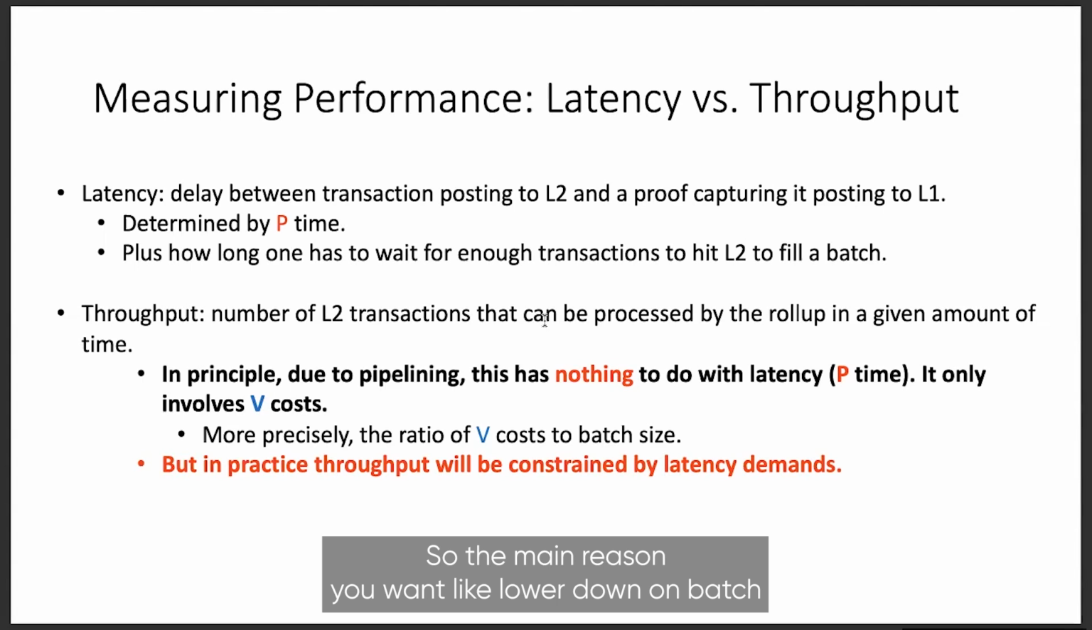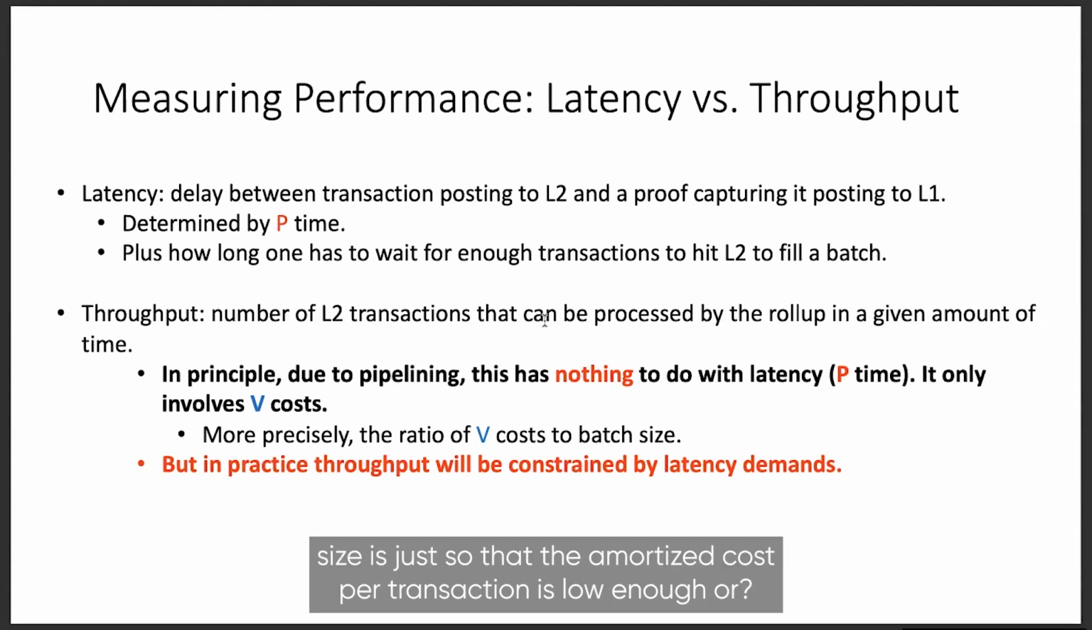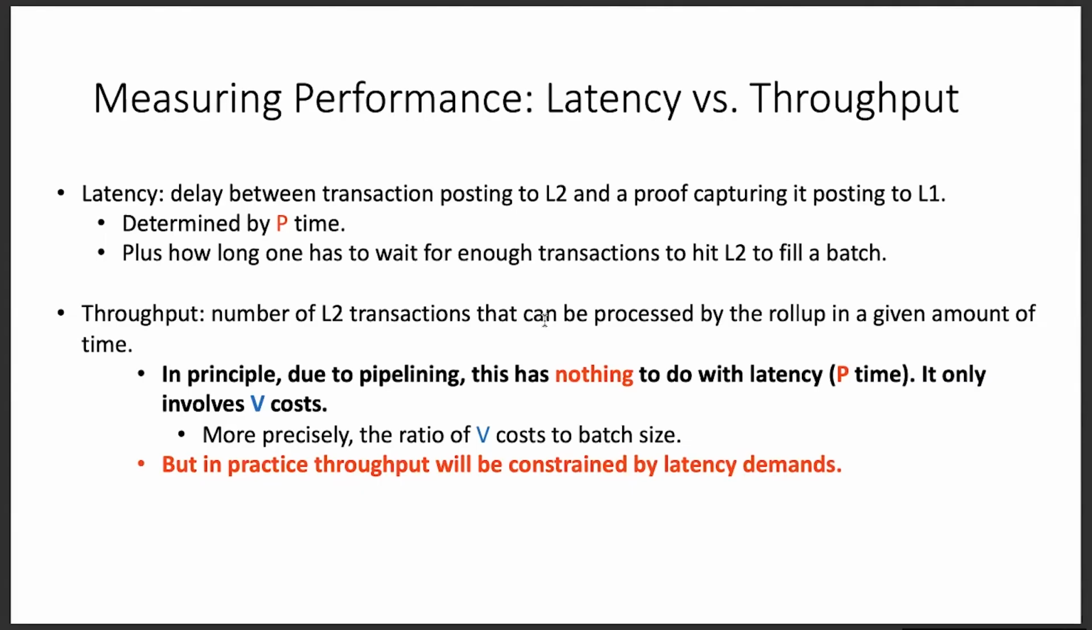So the main reason you want a lower bound on batch size is just so that the amortized cost per transaction is low enough, or? Yes. Exactly. So if you had something like gas cost, like L1. Yeah, this is all about saving gas on the L1.